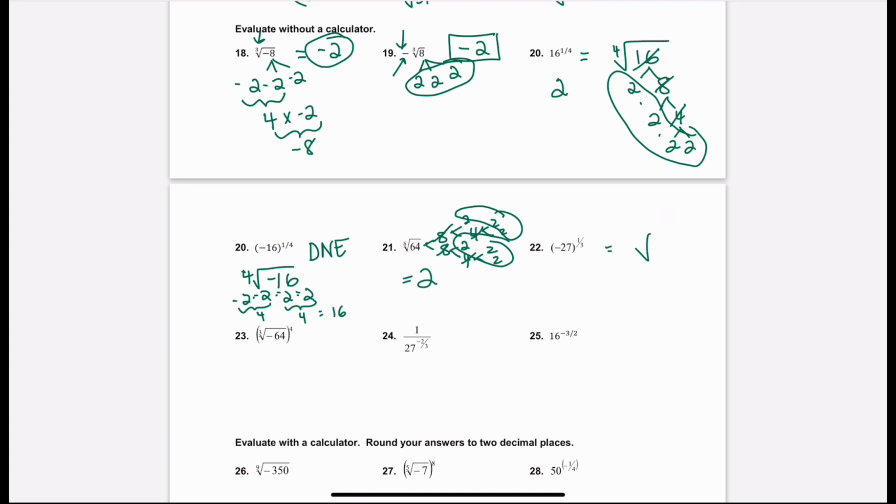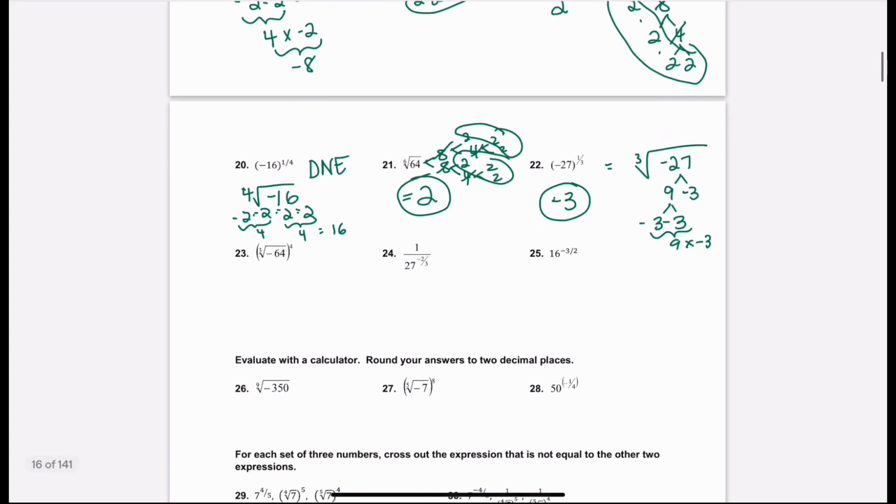Number 22, we're looking for 3 numbers, the cubed root of -27. 3 numbers that multiply to equal 27. Well, I know 9 times 3 is 27, and 3 times 3 is 9. So 3 times 3 is 9 times 3 is 27, but I'm looking for a -27. Let's see if this works. -3 times -3 is +9, and 9 times -3 is -27. So this works just to be a -3.